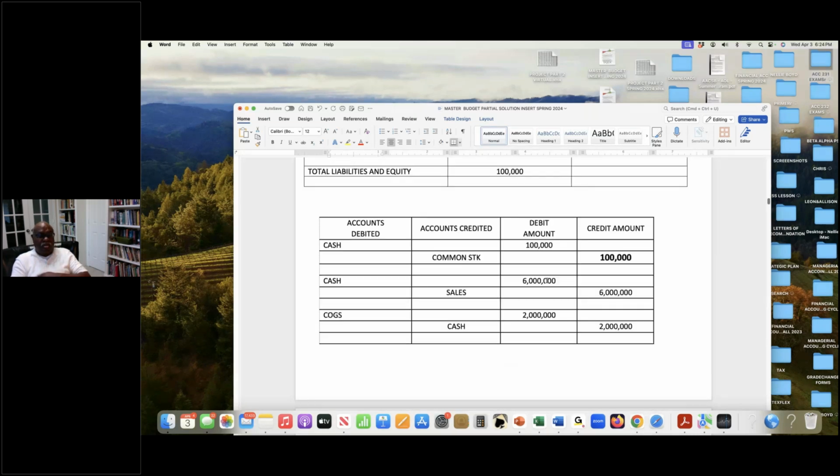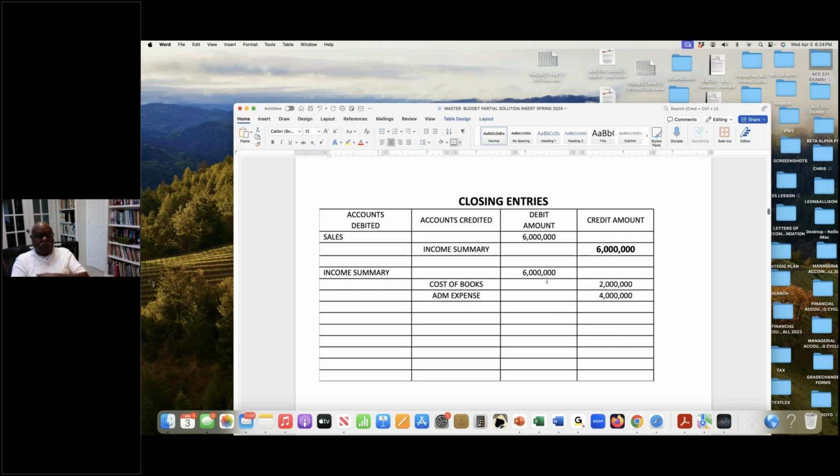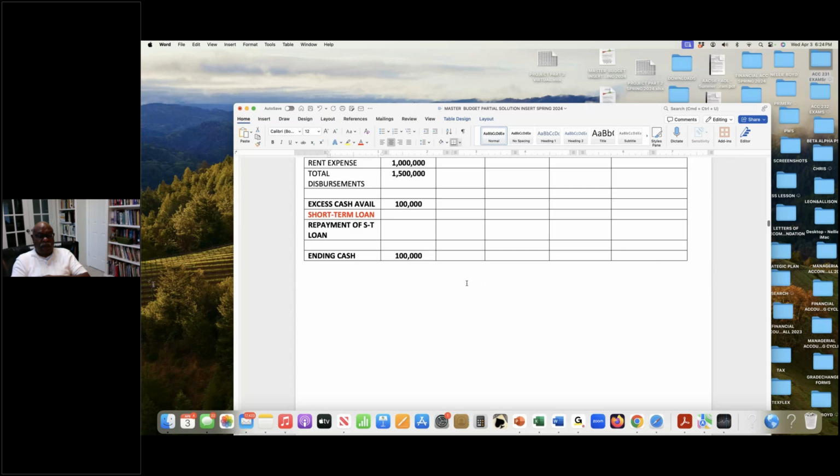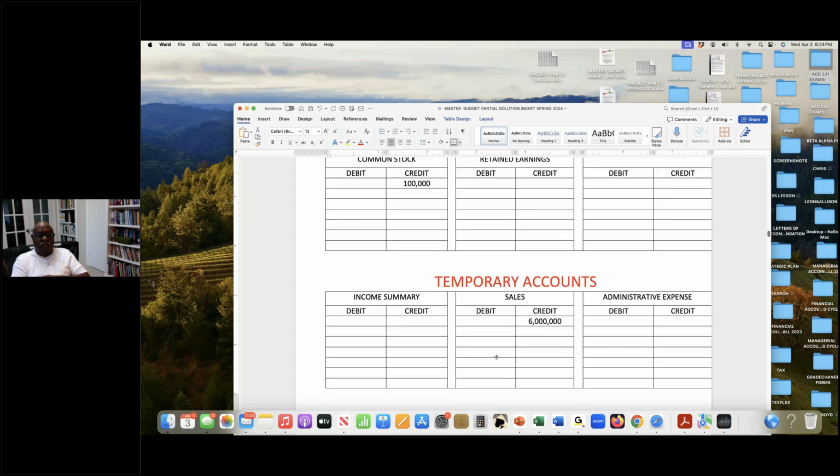The purpose of the closing entries is to close out all the temporary accounts. We close out sales. We debit sales and credit income summary. Then when we post that, we're going to have a debit to sales of 6 million. That will close this account out. These accounts are always closed out at the end of the year. And we're going to credit income summary for 6 million.